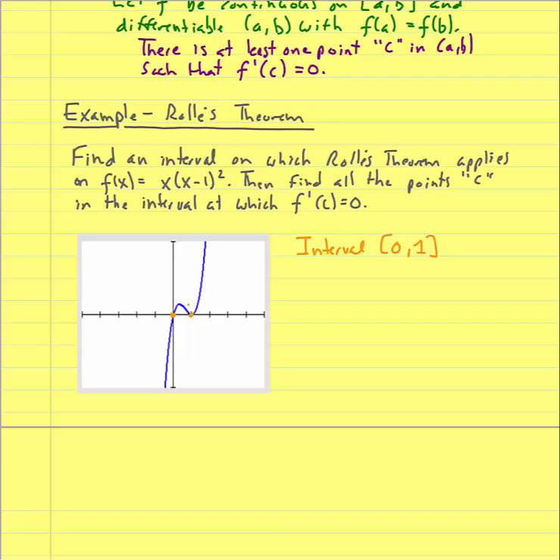Now the reason I chose this is that f of 0 and f of 1 are both equal to 0. So if I plug 0 in, or if I plug 1 in, I get 0 back out. So that tells me f of a equals f of b if we want to think about it in terms of our original Rolle's theorem.